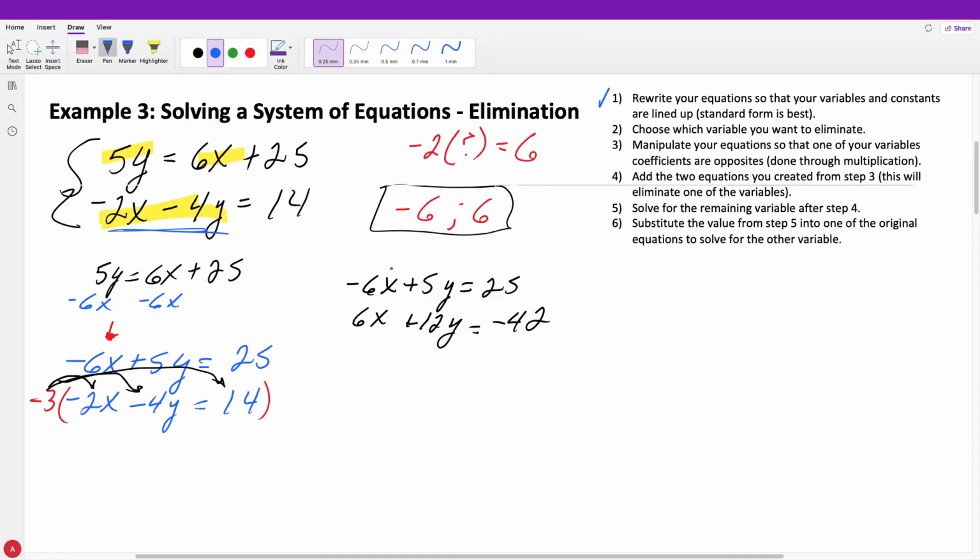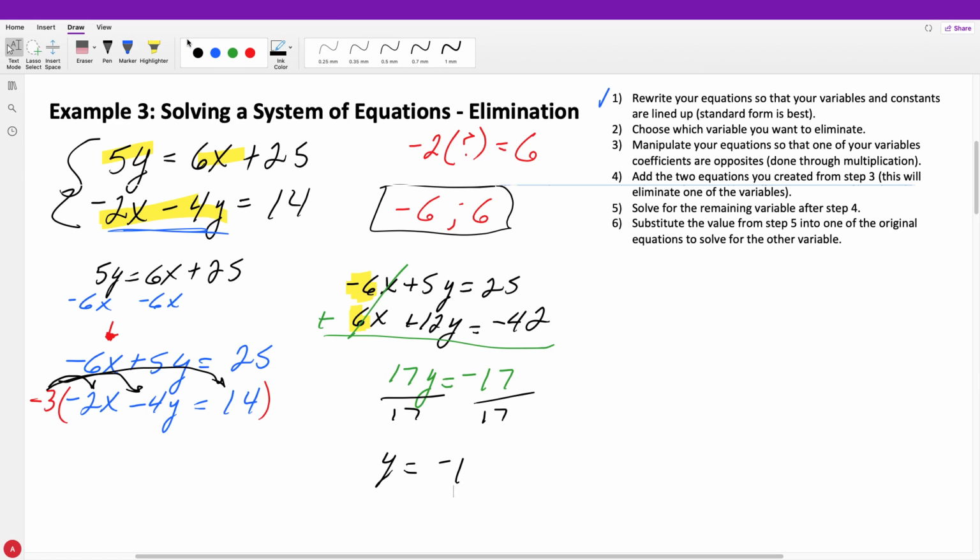All right, so now once I have the opposite coefficients in front of a variable, which I do here, I now just need to add down. When I add down, the x's are now going to eliminate, and now 5y + 12y is 17y, and 25 + -42 is -17. Once I get down to my one variable, I just solve like I normally would, and y is then going to be equal to -1.